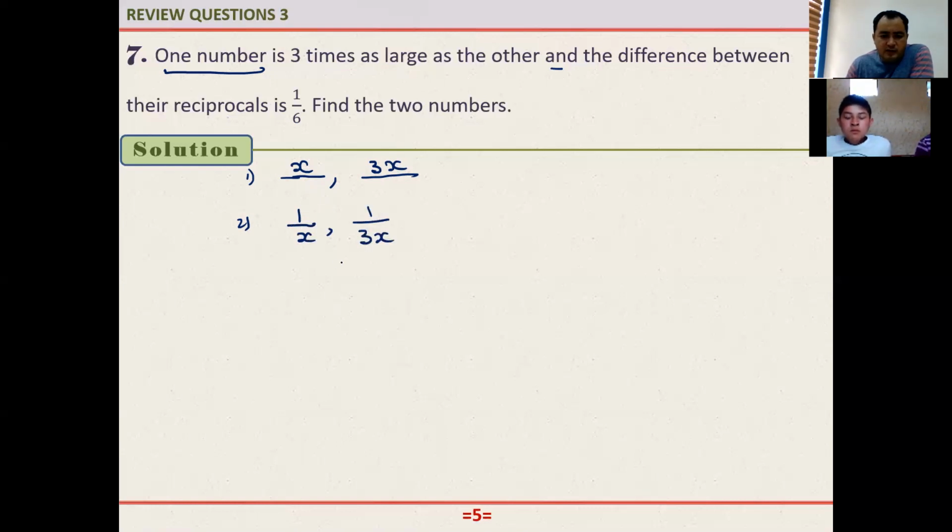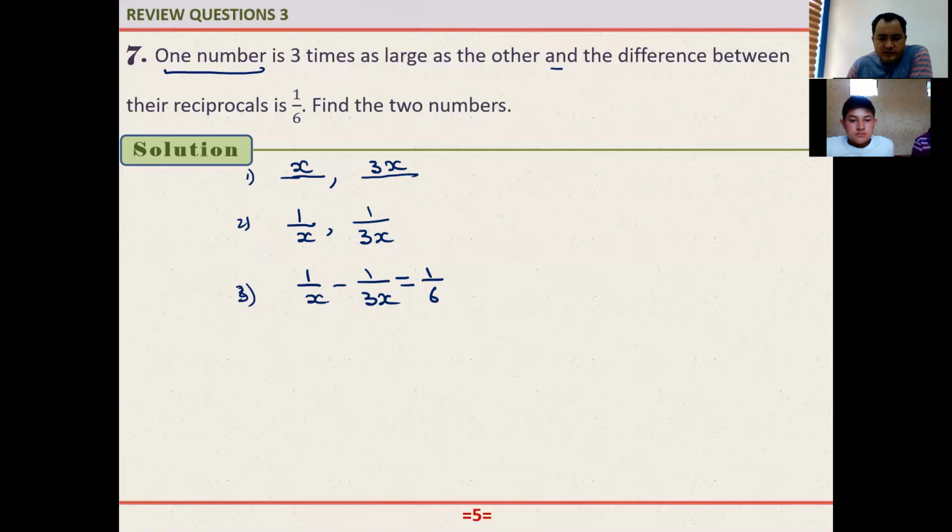So which one is greater here? 1 over x or 1 over 3x? 1 over x is greater because the difference should be positive. So here we need to write 1 over x minus 1 over 3x. It is the difference of the reciprocals of these two numbers, right? So that is equal to 1 over 6. That's the equation that you have to write down here.